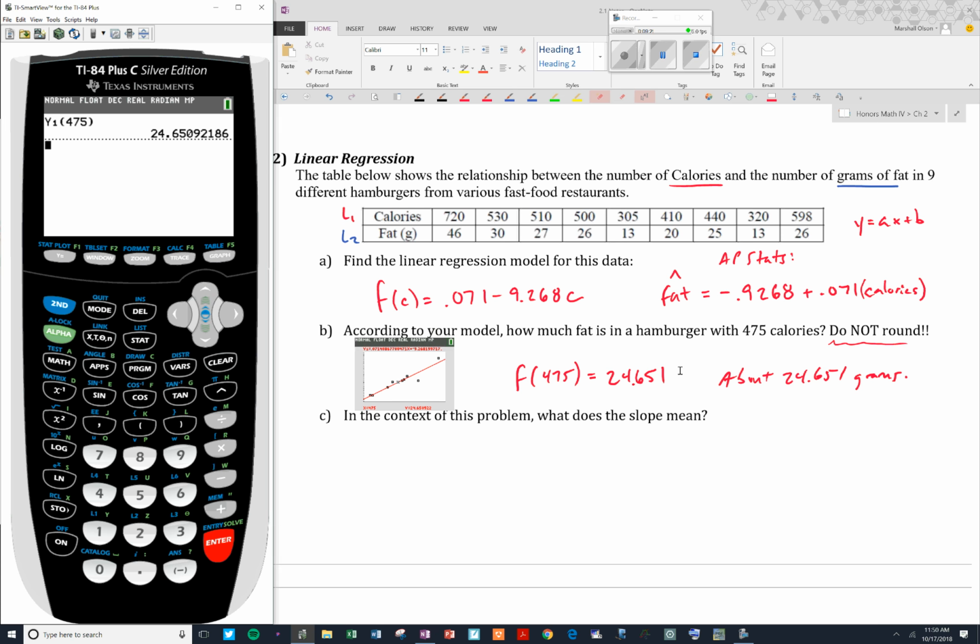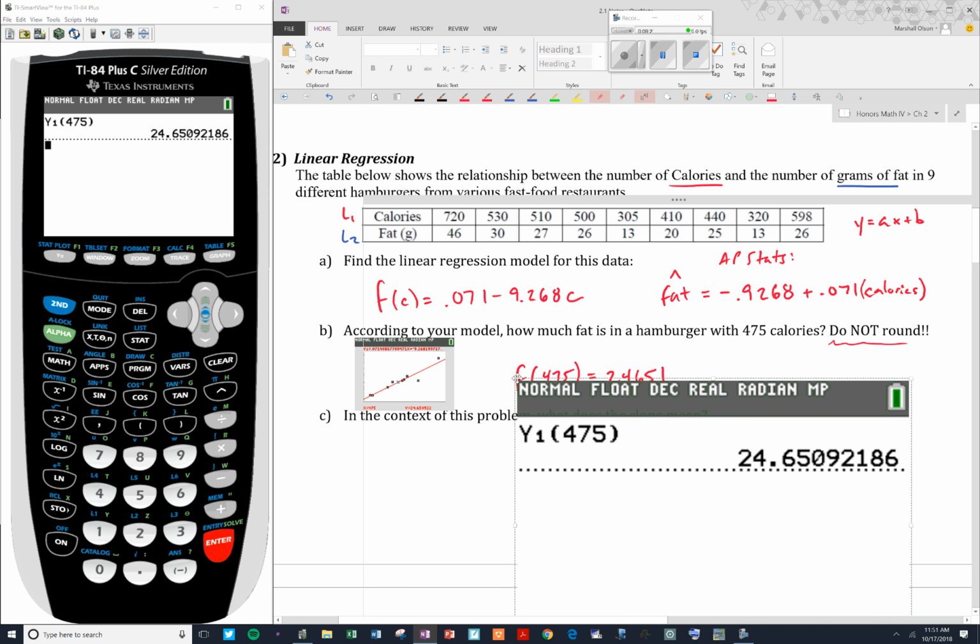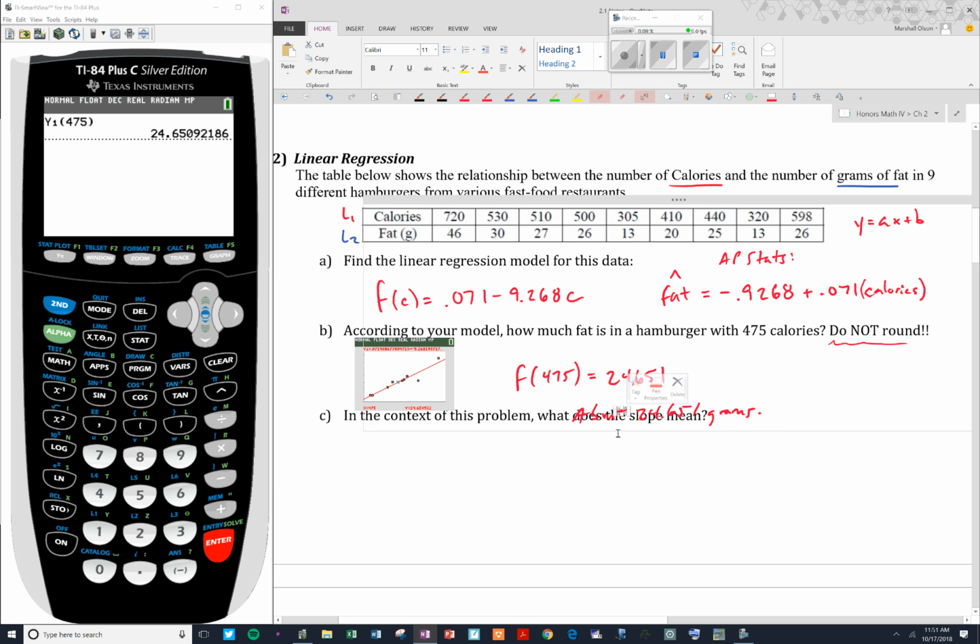All right, so that is another way that we could answer that problem, by using the actual function that we had typed in. That's one reason why we had it saved where we did.